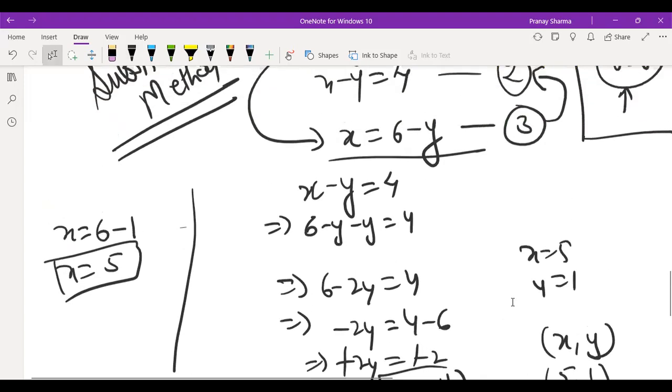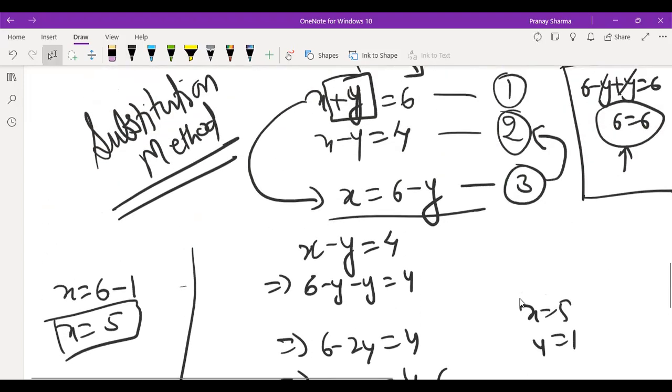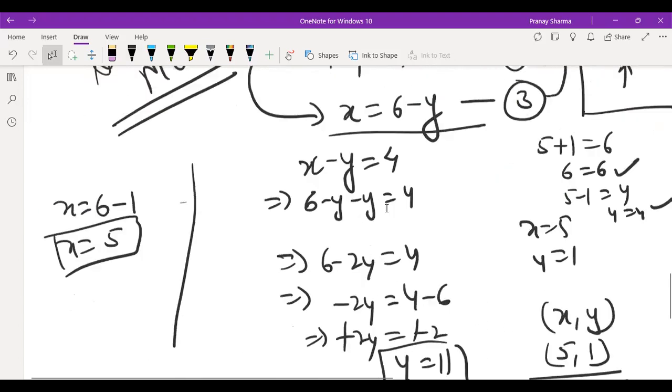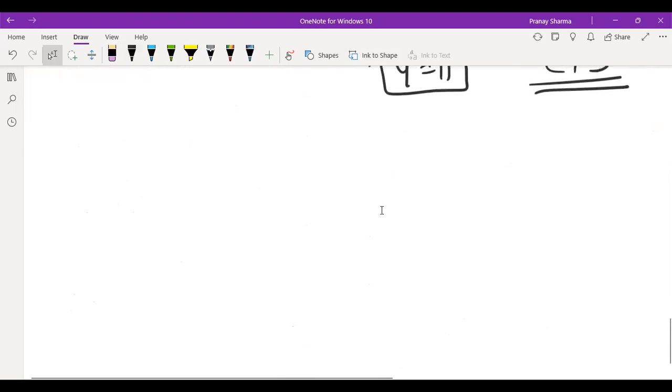Now, how to check whether this is the solution or not? 5 comma 1. You substitute it in equation 1 and equation 2. You will get LHS equals RHS. So if you substitute it in 1, it will be 5 plus 1, which is 6. 6 equals 6, true. Second is 5 minus 1 equals 4. 4 equals 4, true. So this is how the substitution method works. We calculate the value of one variable and then we substitute it in another variable, sorry, another equation, not variable.